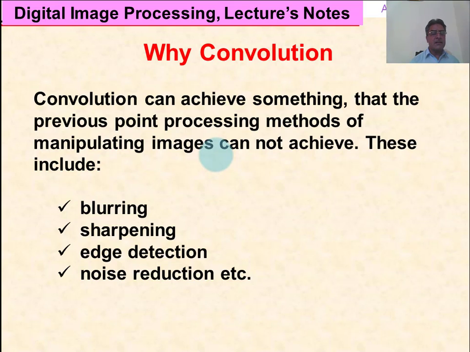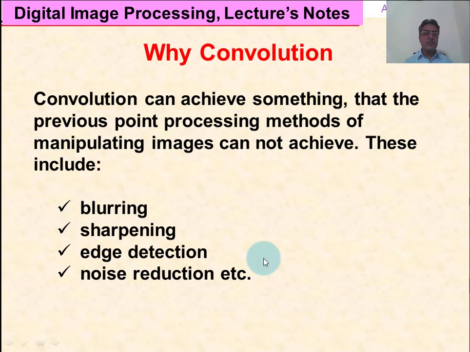Other operations such as multiple thresholding, etc. The operations which we obtain through convolution are blurring, sharpening, edge detection, noise detection, etc.